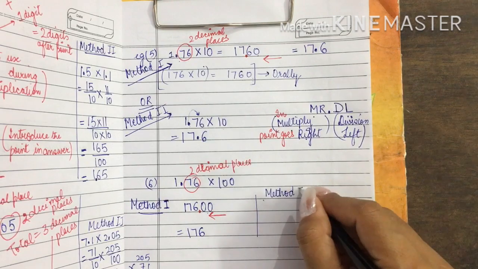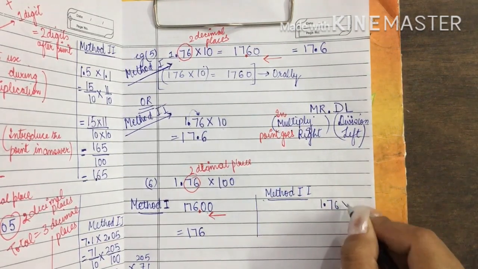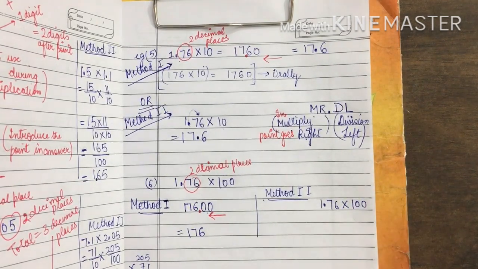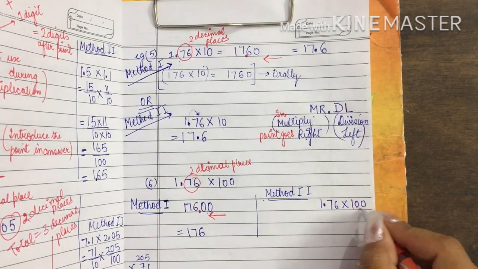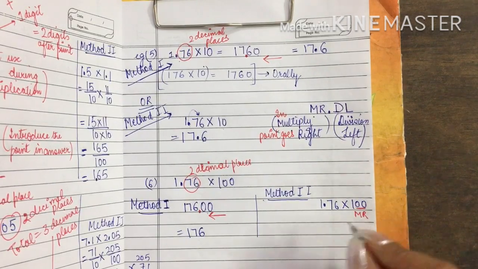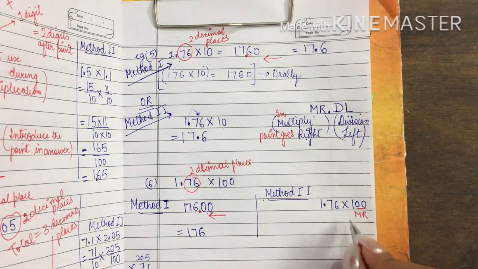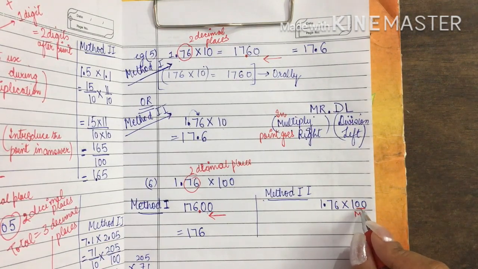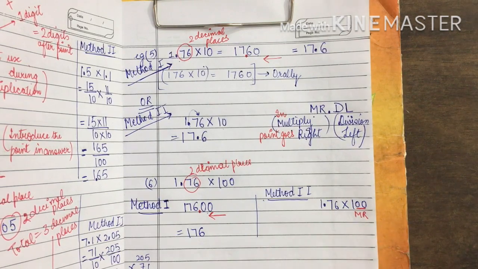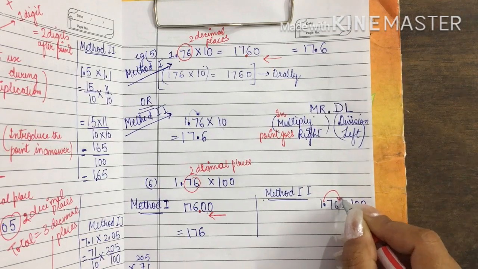I only move the point. So the second method is 1.76 multiplied by 100. Now I have 2 zeros here. Using this rule, multiplication, right, the point will go to the right side depending on which number I am multiplying by. I am multiplying with 100. It has 2 zeros. The point moves right by 2 places. So 2 places means from here it will go here.